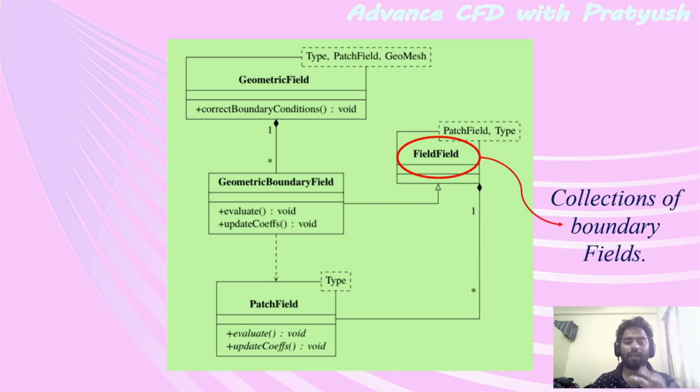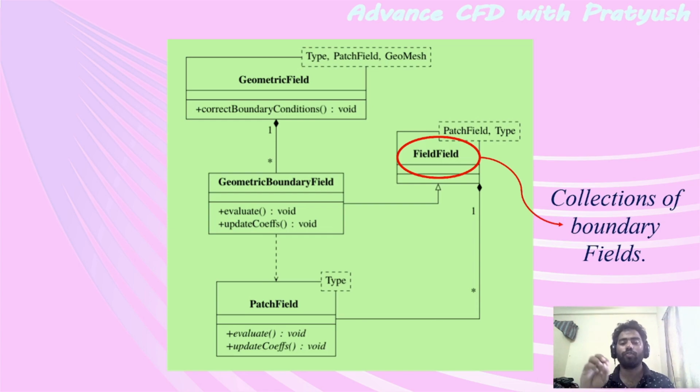Let me give you a summary from the start. Geometric field contains the internal field as well as the boundary field. Why is it important that the internal field and boundary field are not separated from each other? They should be part of a geometric field, because if you want to update the values of the internal field, then you are also going to require the values from the boundary field.